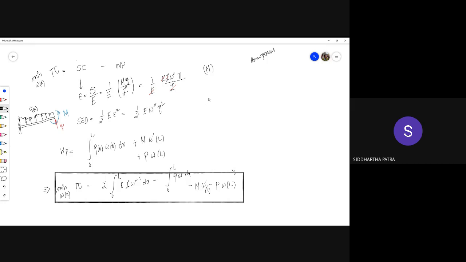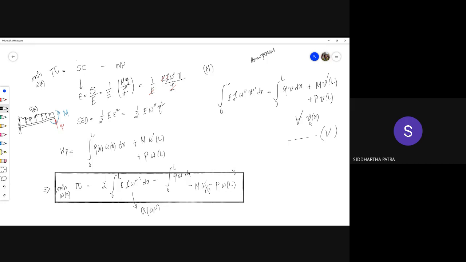And as we have discussed in the last class, we have shown that equivalently we can get 0 to L EI W double prime V double prime, because this quantity right there is a symmetric bilinear form, equals 0 to L QV dx plus M times V prime of L plus P times V of L for all V of X. So what is V? V is the variation of W. And this is the variational statement.